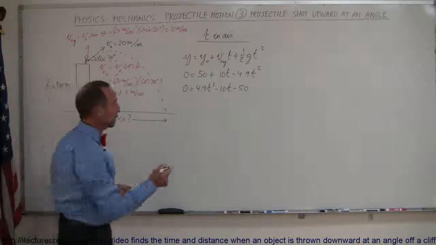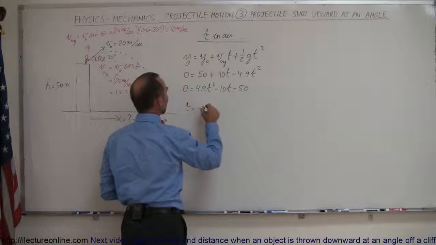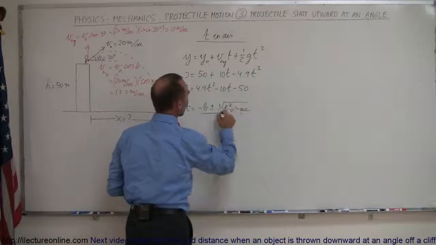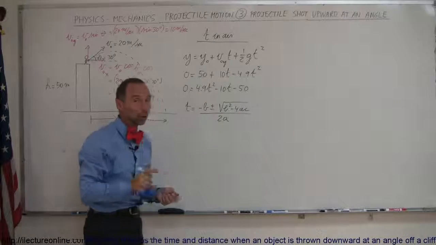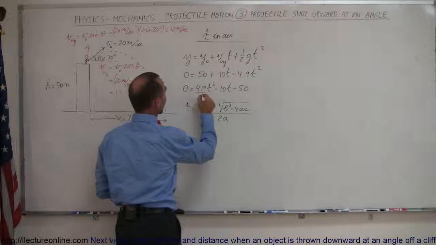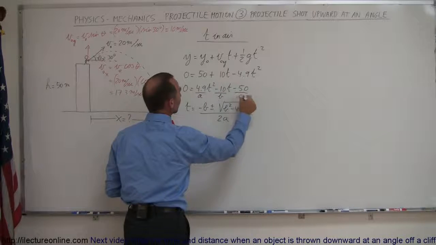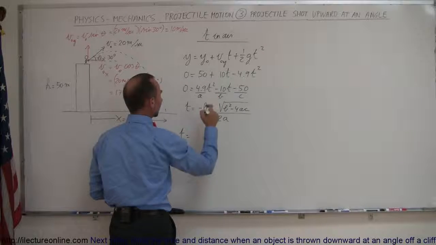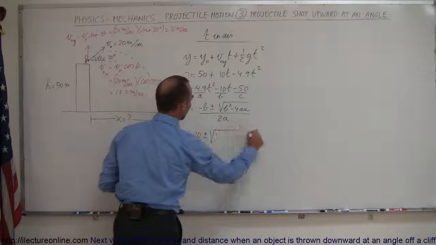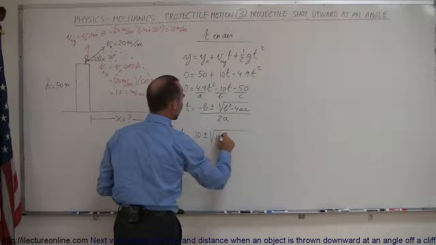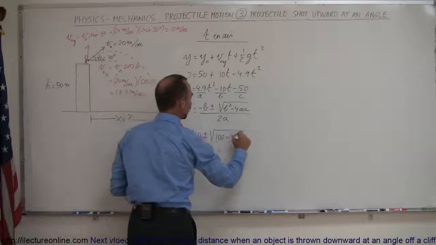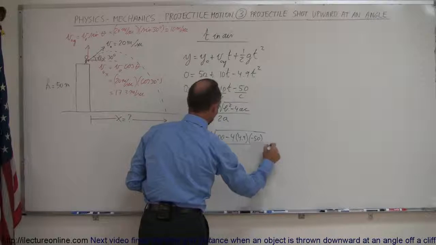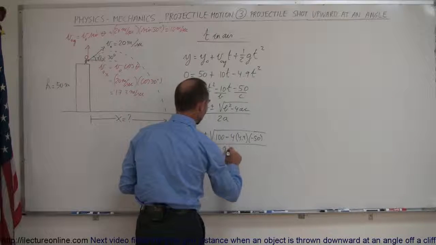So now I use the quadratic formula. I know that t is going to be minus b plus or minus the square root of b squared minus 4ac, all divided by 2a. Of course, a, b, and c are the coefficients of the three terms. This coefficient is a, this coefficient is b, this coefficient is c. So when we plug that into our quadratic formula, we have t is equal to minus b. A minus times a minus 10 is 10, plus or minus the square root of b squared, that would be 10 squared or 100, minus 4 times a, which is 4.9, times c, which is a minus 50, and the whole thing divided by twice a, that would be twice 4.9 or 9.8.